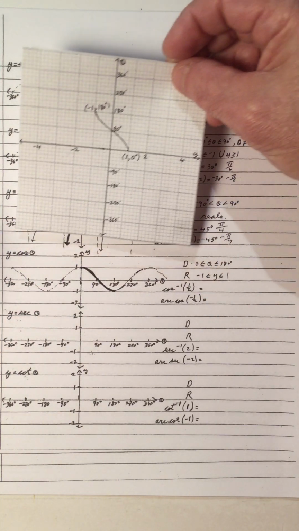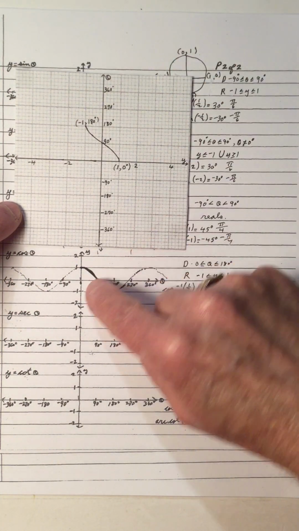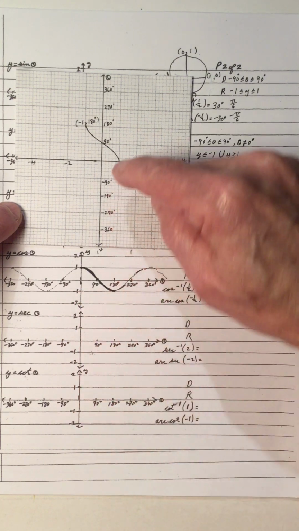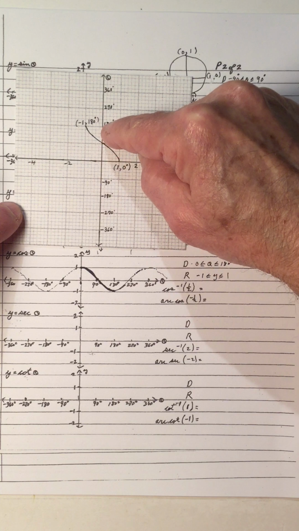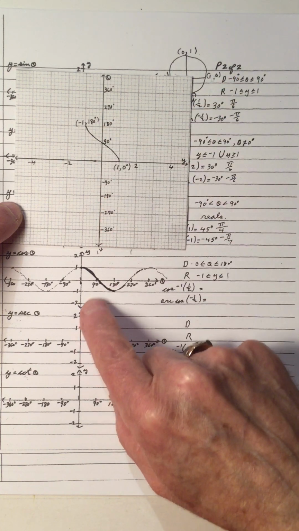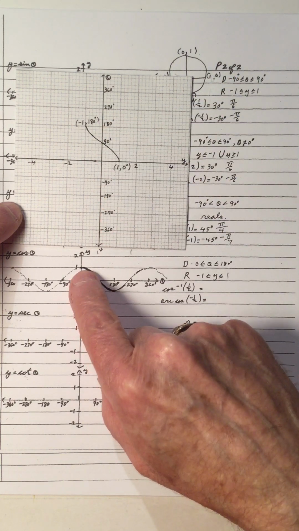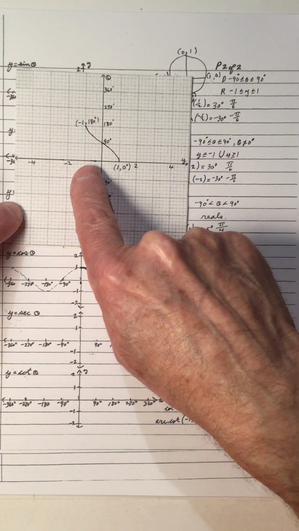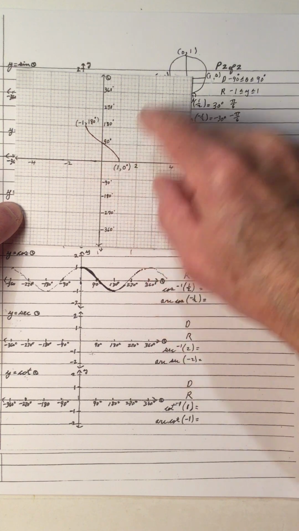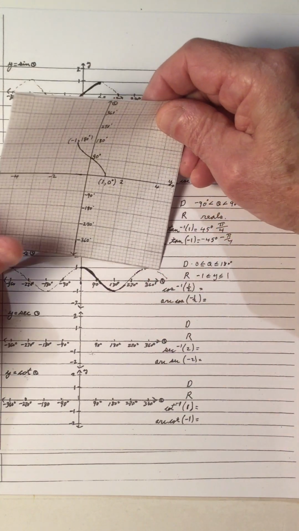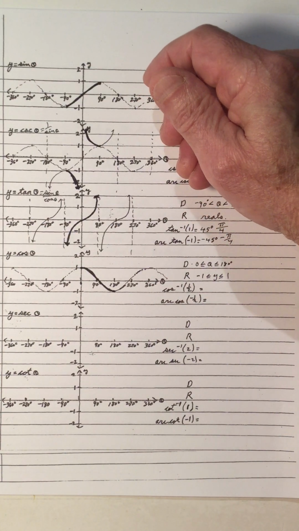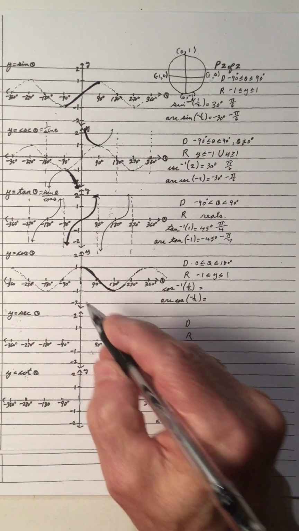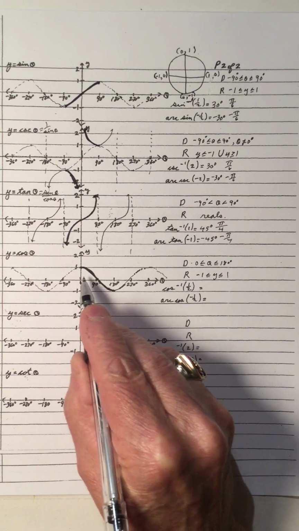So notice right here from 0 to 180 is theta. So theta is from 0 to 180 here. And the range is from negative 1 to 1. So there's the negative 1 right here going to the 1. So there's the curve of its inverse. But again, I learned where the restriction is. It's easier to learn where the restriction is.